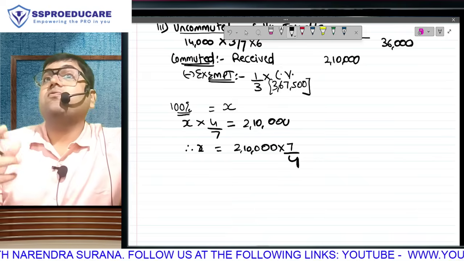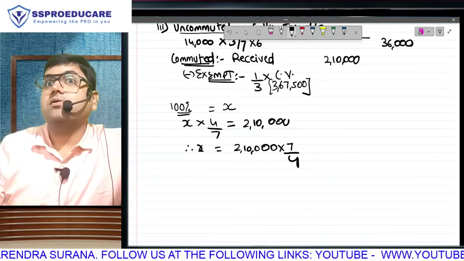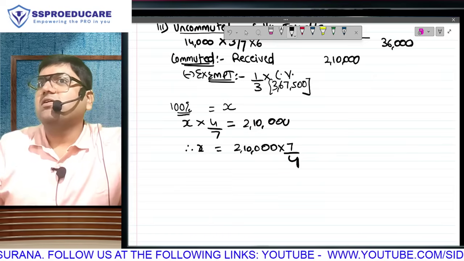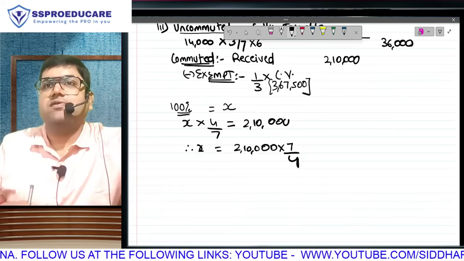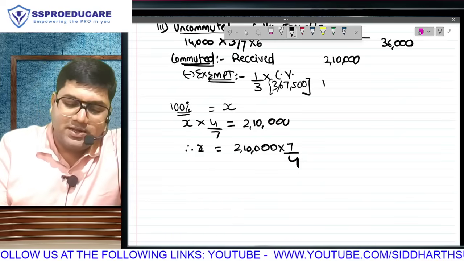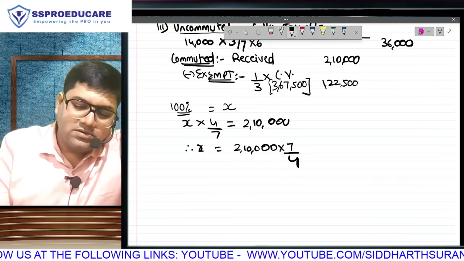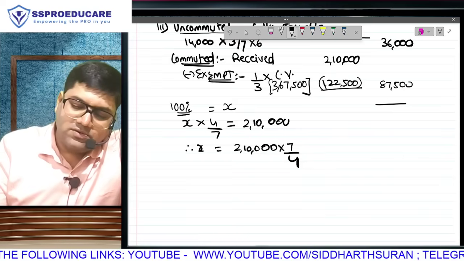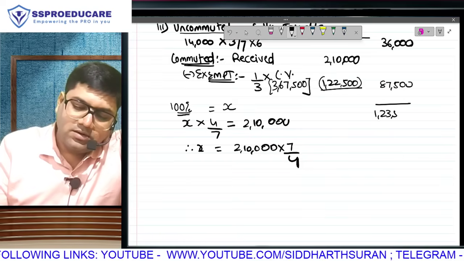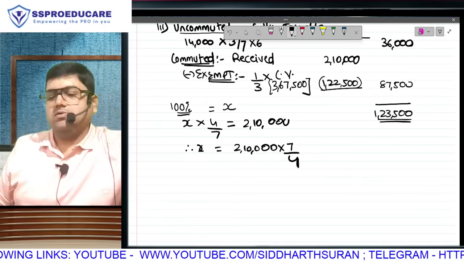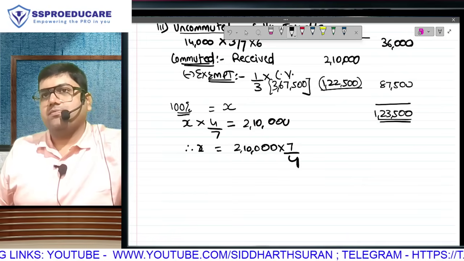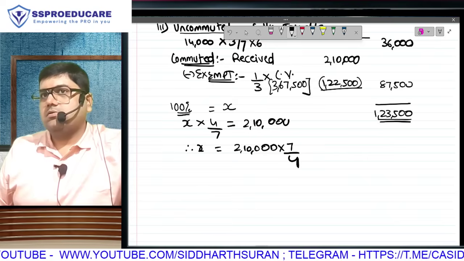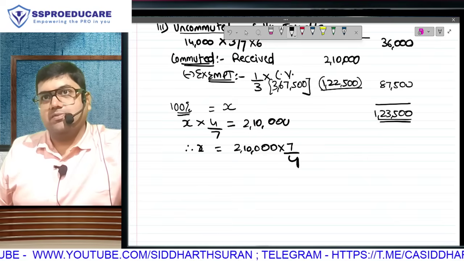Full commute करूंगा तो what is the amount? Have I commuted full amount? No, I have commuted only 4 by 7. That is why uncommuted में we took 3 by 7. And here also we will take इस amount का 1/3, that is 1,22,500, giving you 87,500 and taxable amount 1,23,500. ये क्लियर हुआ? Is the confusion eliminated?